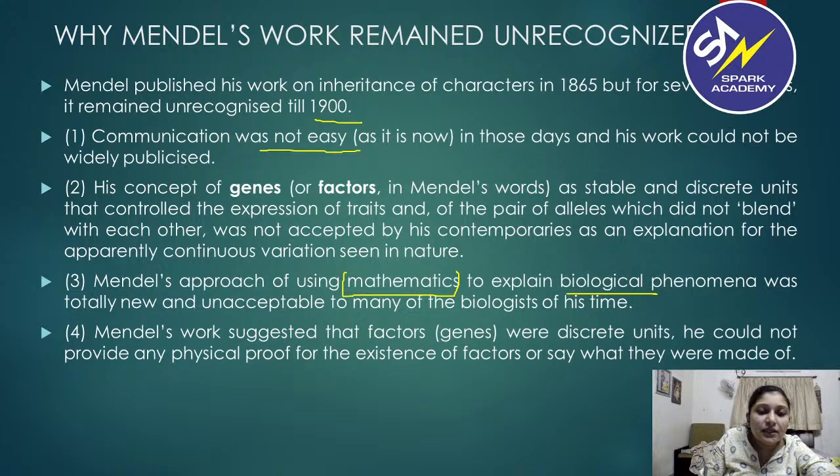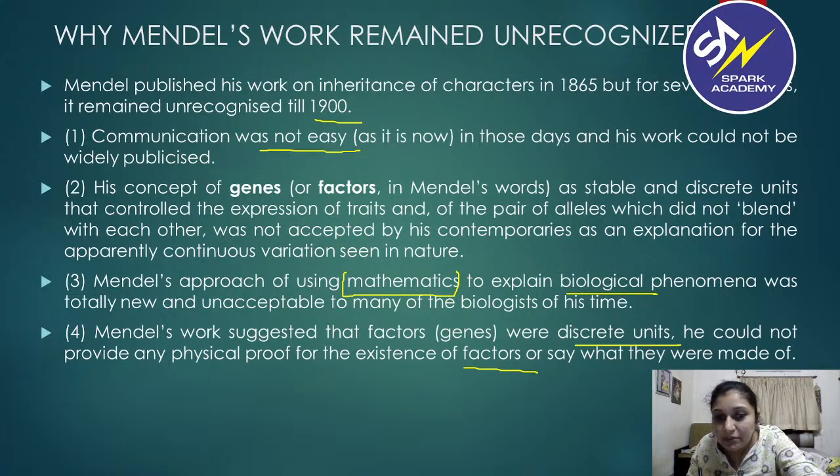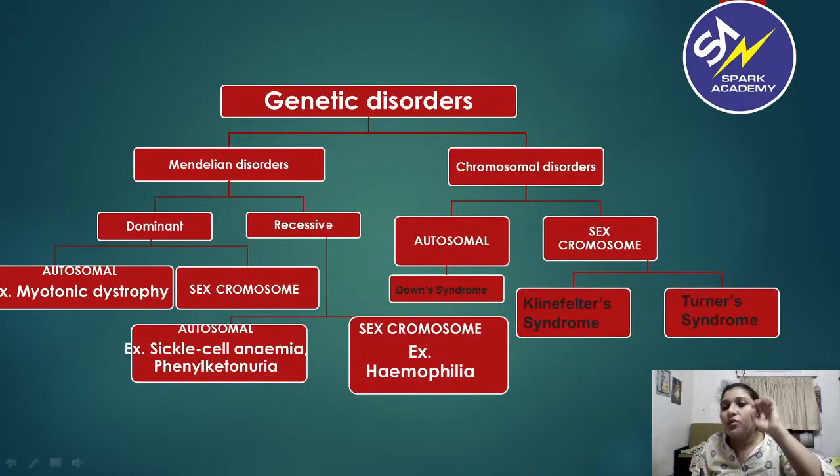Mendel's work suggested that genes were discrete units. He could not provide any physical proof for the existence of the factors or genes, or say what they were made of. We now know that genes are made up of DNA, but at that time he did not have any explanation for that. In this chapter we need to discuss these types of disorders, and before that we need to discuss sex determination in humans, that is, chromosomal segregation.